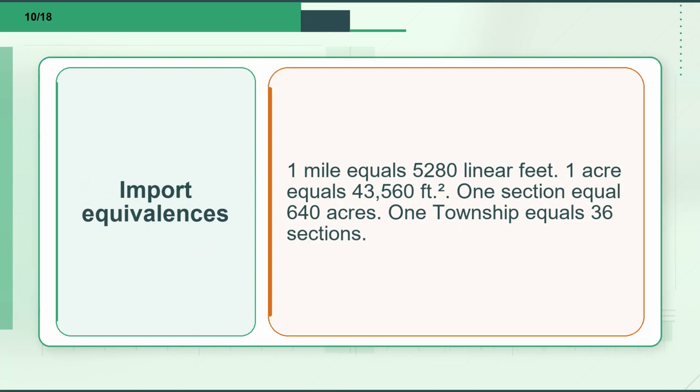1 mile equals 5,280 linear feet. 1 acre equals 43,560 square feet. 1 section equals 640 acres. 1 township equals 36 sections.